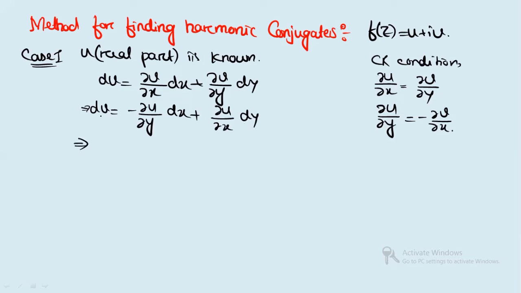So you need to find the imaginary part. You need to integrate, and on integration you will get v as a function of x, y. Here you will get minus integration of del u del y dx plus integration of del u del x dy. All right, so using this you can get the imaginary part.